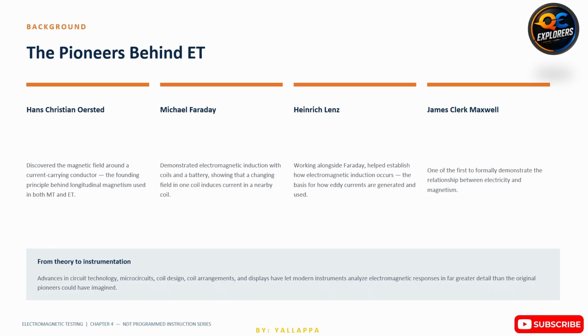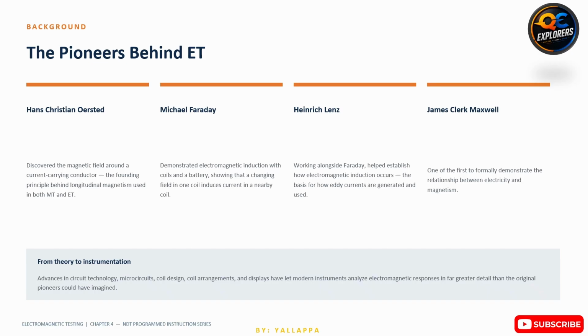For certification examinations, remember the contributions of these scientists. Questions frequently ask which scientist discovered electromagnetic induction, or which law explains why the secondary magnetic field opposes the primary field.